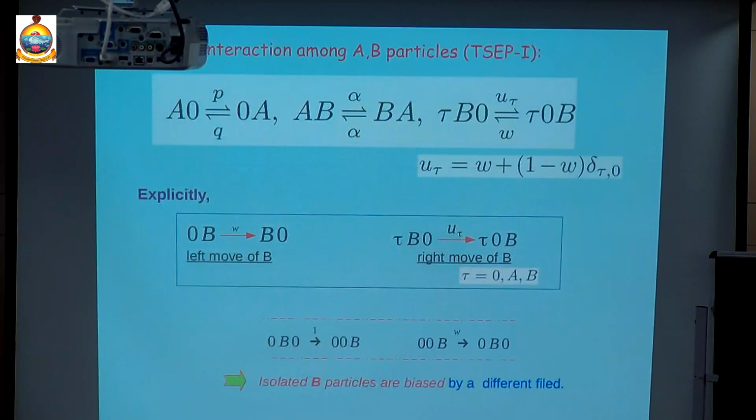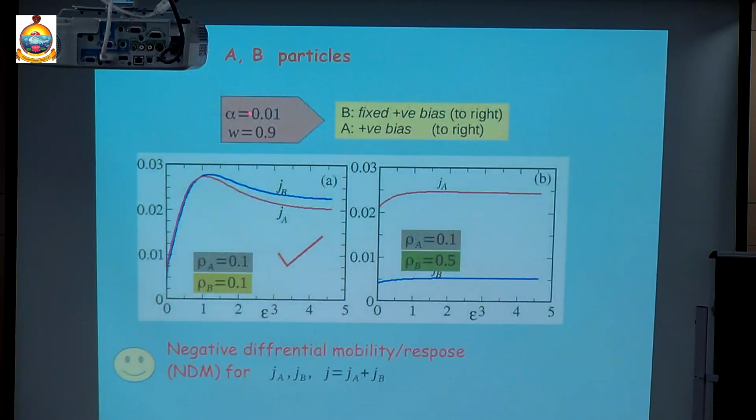Now the question: in this model, how many parameters are there? One is alpha, the exchange rate. Log P by Q is epsilon, which you change anyway, so that's not a fixed parameter. Alpha is fixed, and W is another parameter. But also the density, the number of A and number of B, is fixed because the particles are not going anywhere, so the density is conserved. Say the number of A is 10% and the number of B is 10% of the lattice.